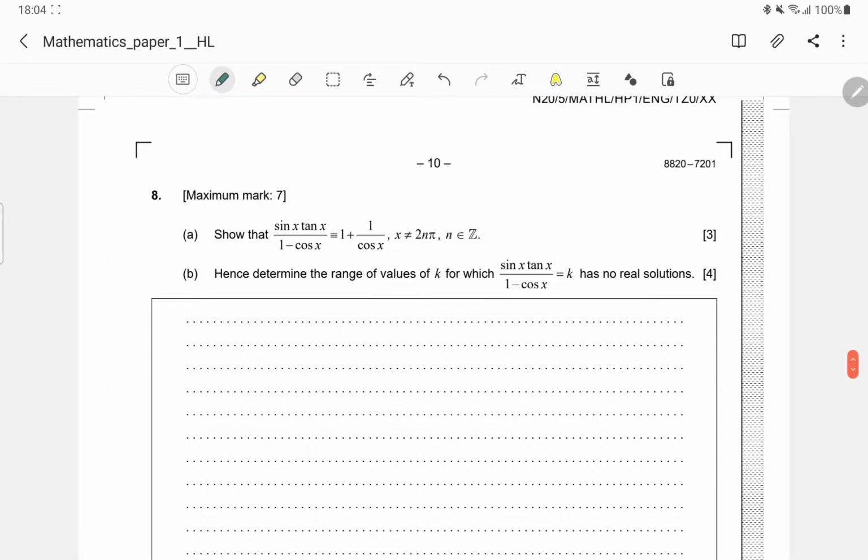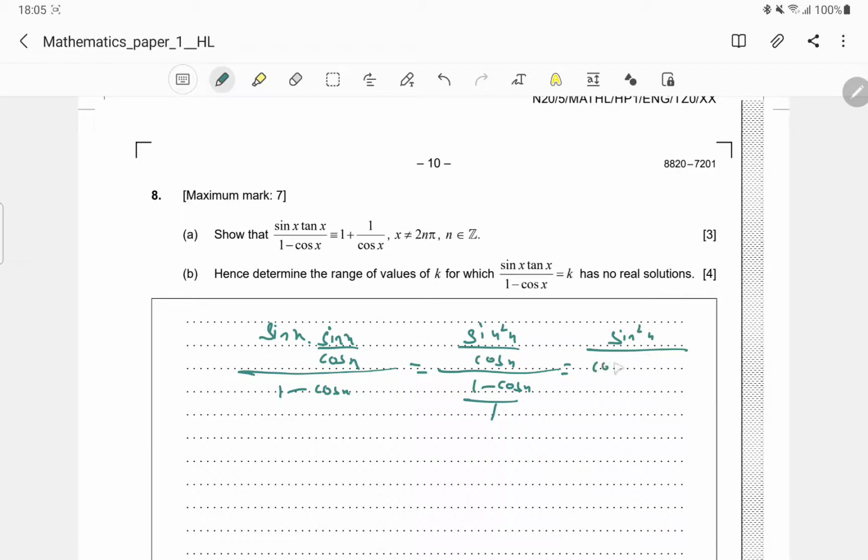Now, question number 8. We have to show that sin x multiplied by tan x over 1 minus cos x is equal to 1 plus 1 over cos x. In this we can change tan x as sin x over cos x, whole divided by 1 minus cos x. So it will be sin square x over cos x, whole upon 1 minus cos x over 1. If we simplify it, it will be sin square x over cos x into 1 minus cos x. We can directly come to this step also.